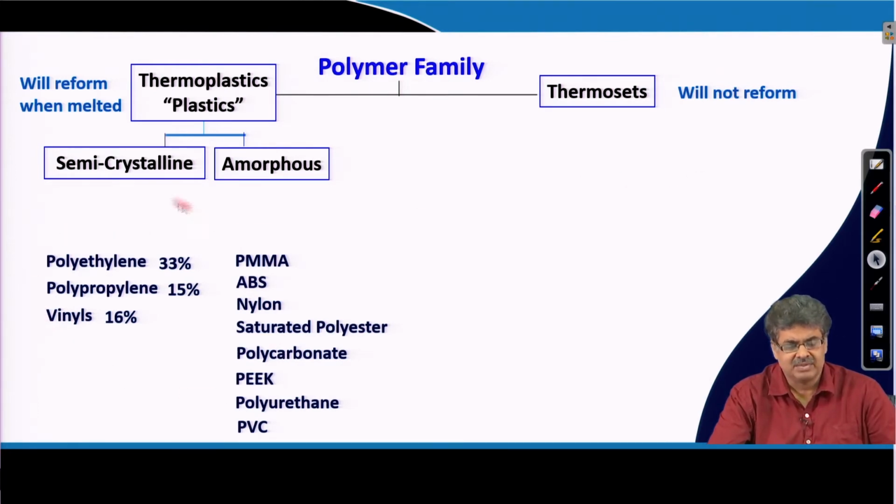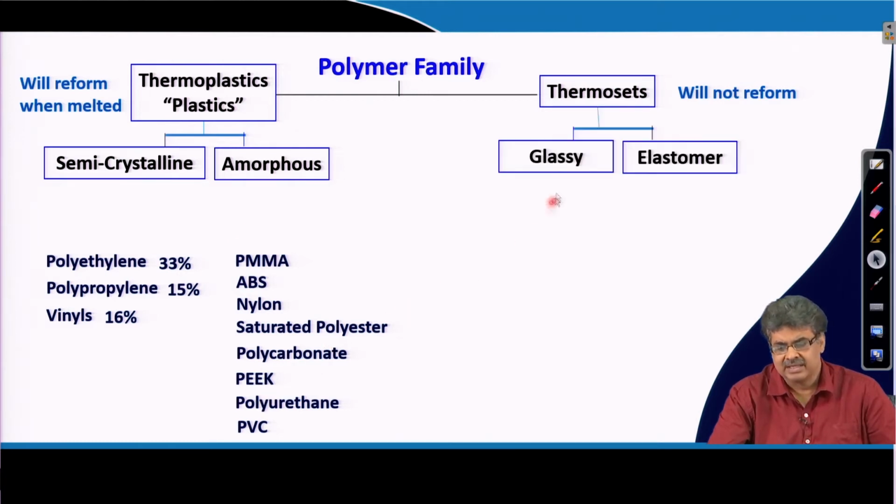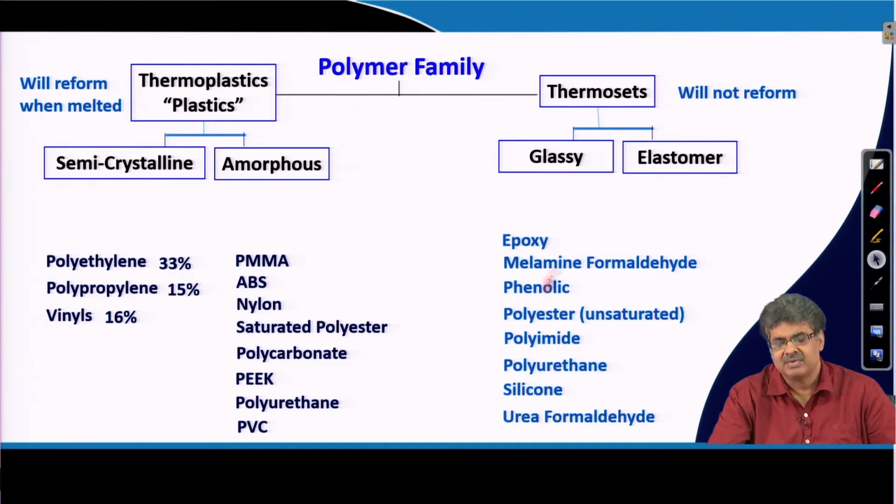These are some examples of semi-crystalline and amorphous polymers, and these are some examples of thermoset polymers. Looking at the polymer, we need to determine the condition of polymer processing, or the type of polymer processing we need to carry out, with the knowledge of what type of polymer the person has chosen to process.